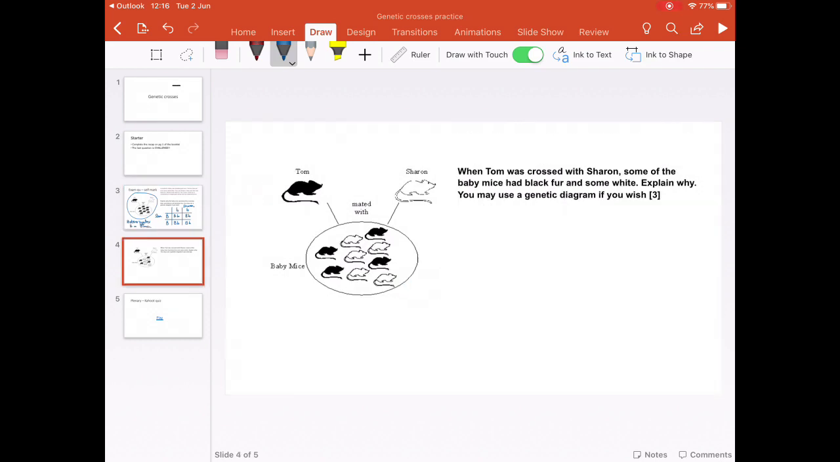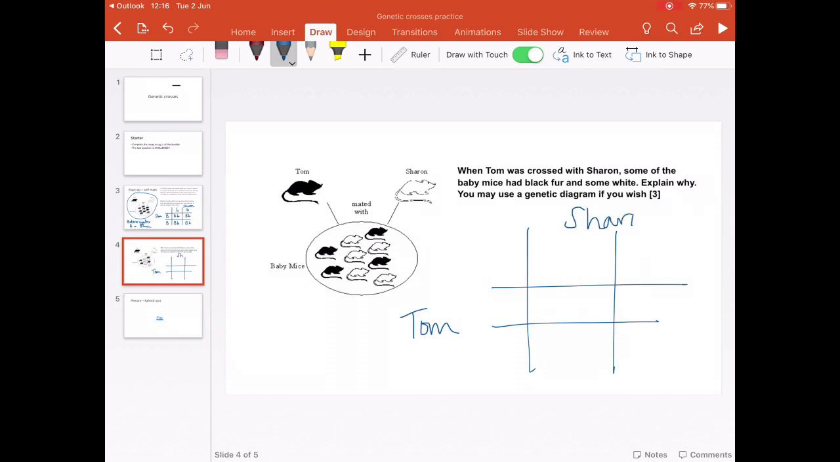Now the next question is slightly different. Again, I'll do my cross again. This time it's Tom and Sharon. Naughty Sharon. Right, this time you can see that some of the babies are white and some of the babies are black. So again, we know Sharon is that.